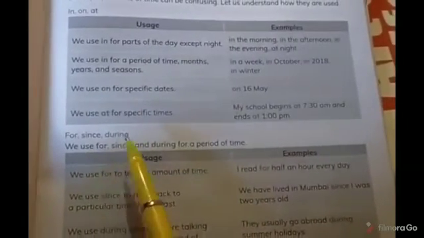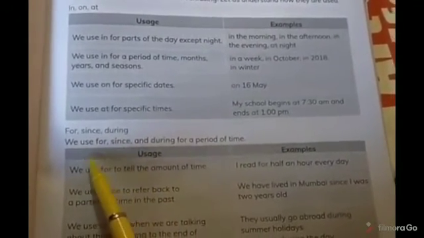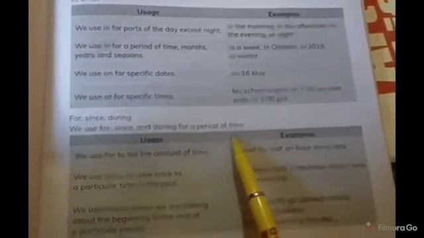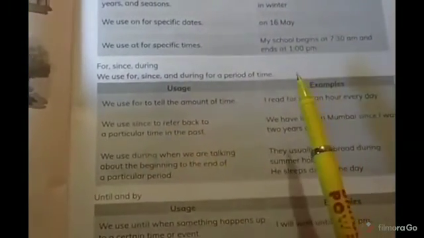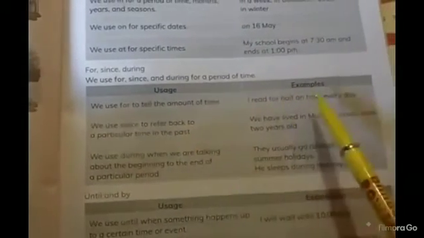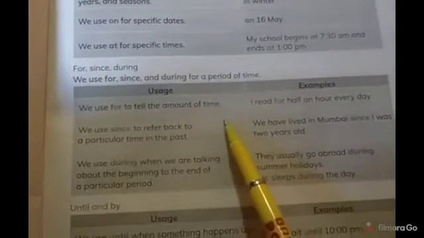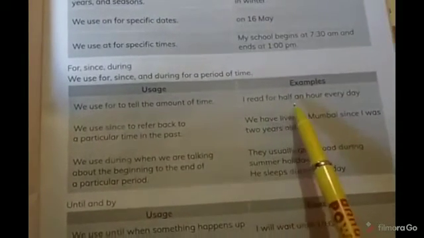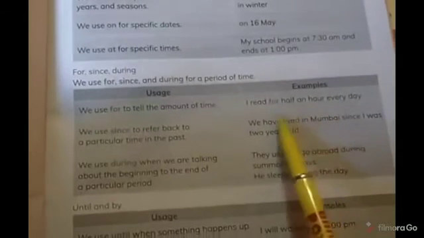For, since, during. So we use for, since and during for a period of time. जब हम period of time की बात करते हैं तो हम for का यूज़ करते हैं या since का यूज़ करते हैं या during का यूज़ करते हैं. Usage यहाँ पे दिए हुए हैं आपके पास. And then the example. We use for to tell the amount of time. I read for half an hour every day. Amount of time बता दिया आपने, मैं कितने टाइम के लिए पढ़ता हूँ.